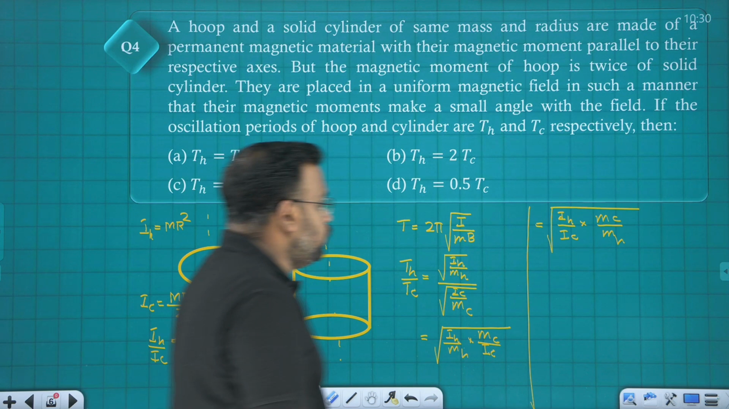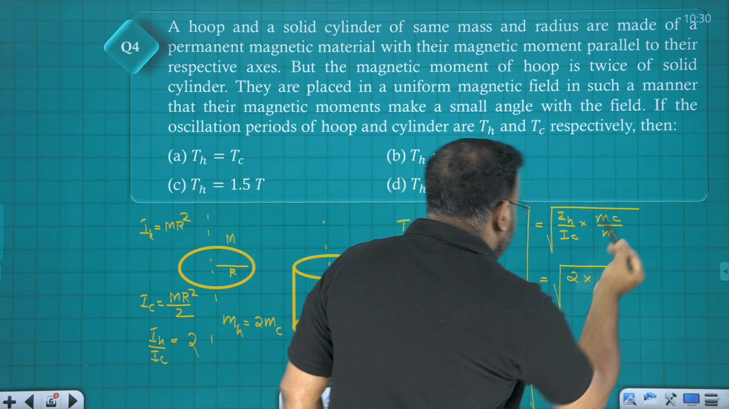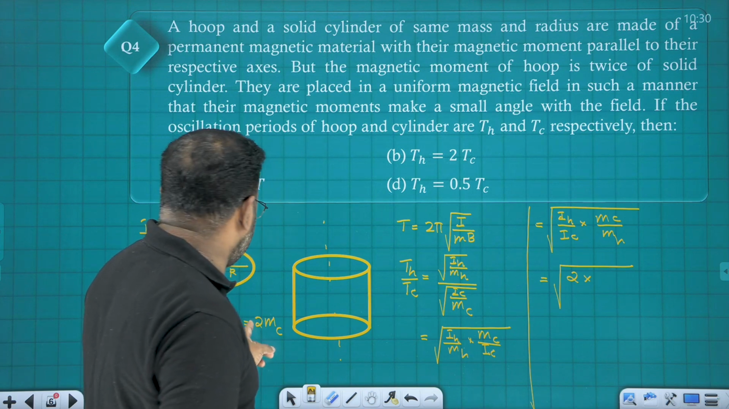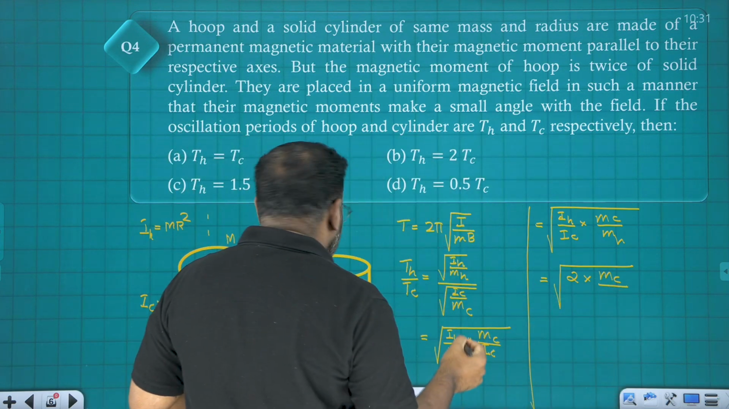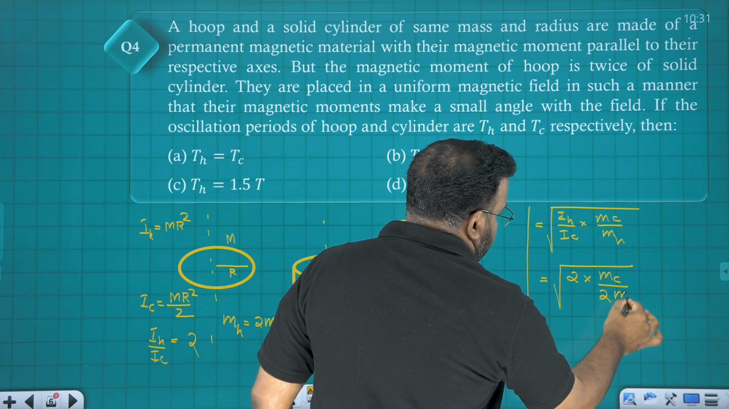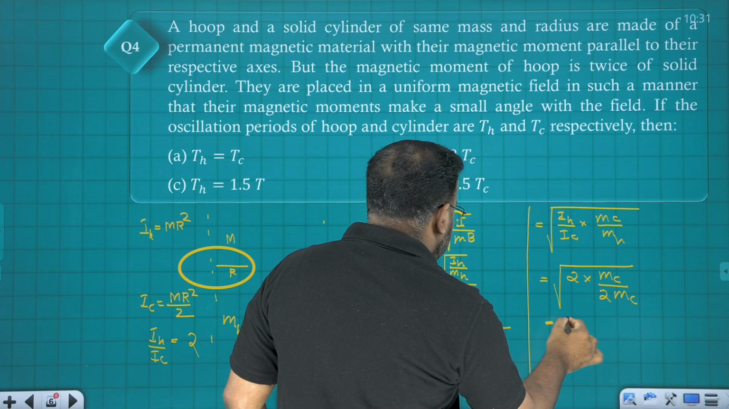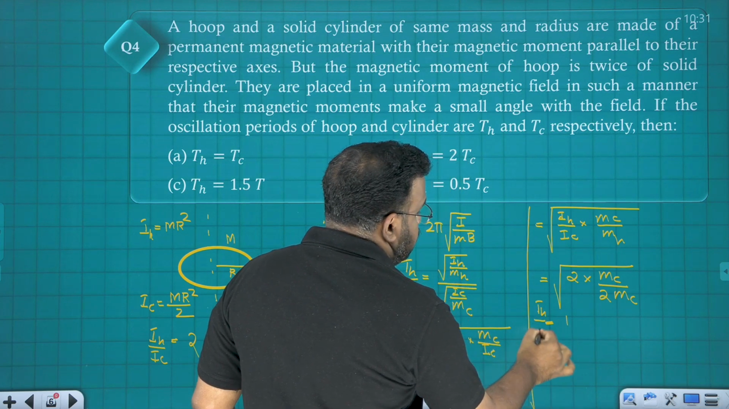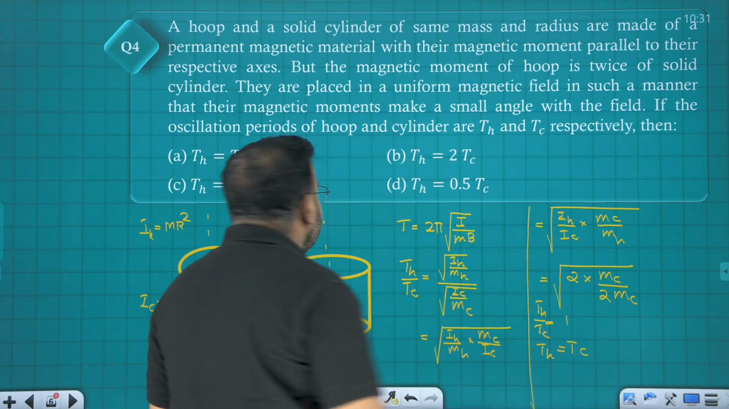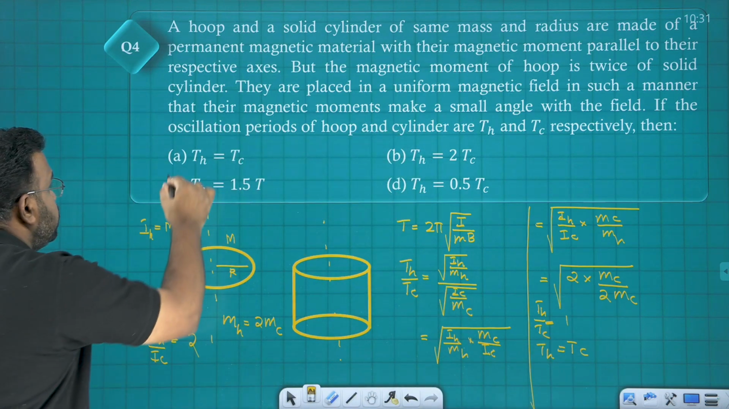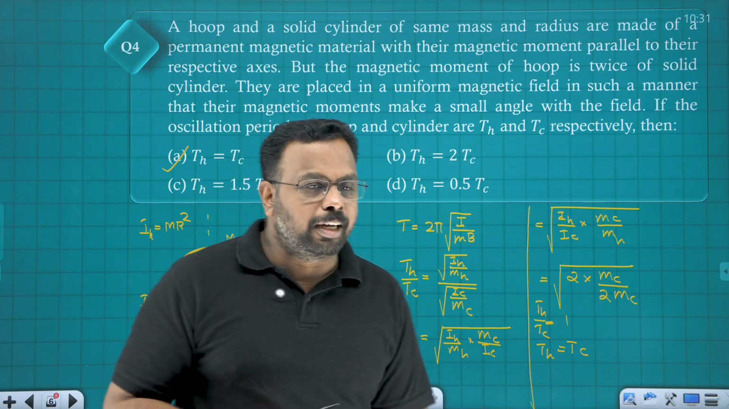So now we can substitute. IH by IC is equal to 2, into MC by MH. So MC I am keeping as MC and MH is 2MC. So MC got cancelled, we will be getting square root of 1, which is equal to 1. What does it mean? TH by TC is equal to 1 means TH is equal to TC. It is option A. Option A is the right answer for this question. I think it's clear. Yes.